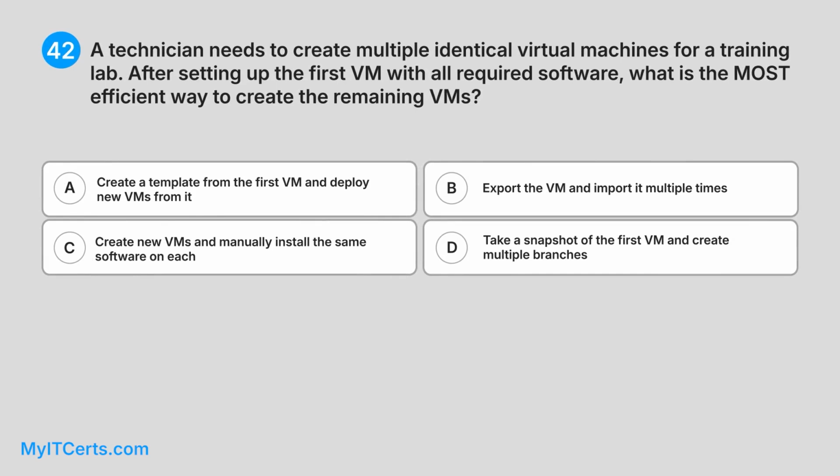42. A technician needs to create multiple identical virtual machines for a training lab. After setting up the first VM with all required software, what is the most efficient way to create the remaining VMs? A. Create a template from the first VM and deploy new VMs from it. B. Export the VM and import it multiple times. C. Create new VMs and manually install the same software on each. D. Take a snapshot of the first VM and create multiple branches. Do you know the answer?